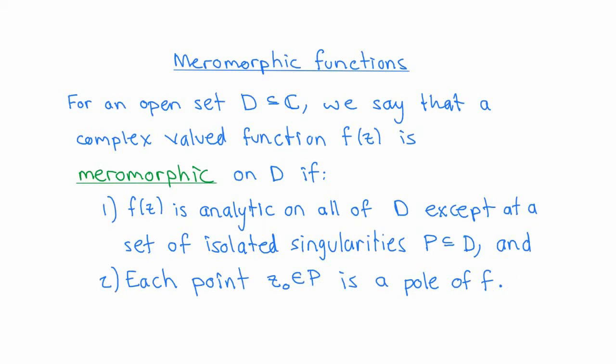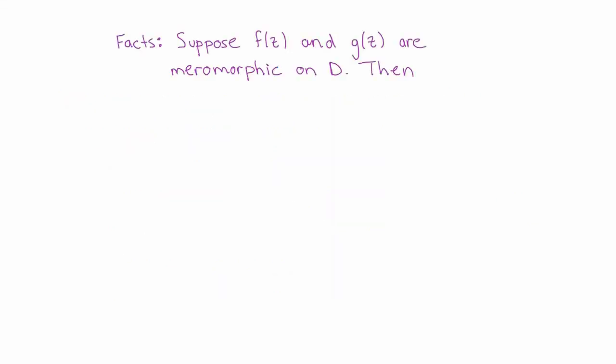By the way, removable singularities are not very important in this discussion. If we find a removable singularity for a function, it means that we can extend the function to be analytic at that point. Just like with analytic functions, if we have two meromorphic functions, there are various ways that we can combine them to create new meromorphic functions.